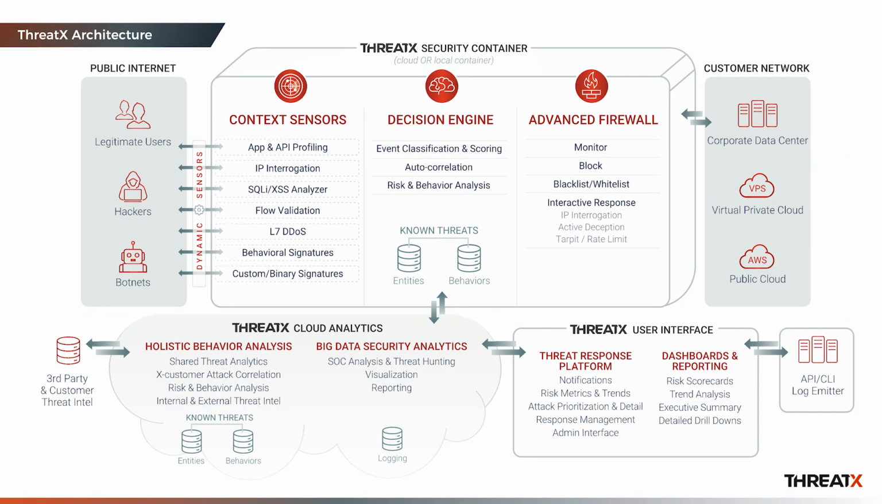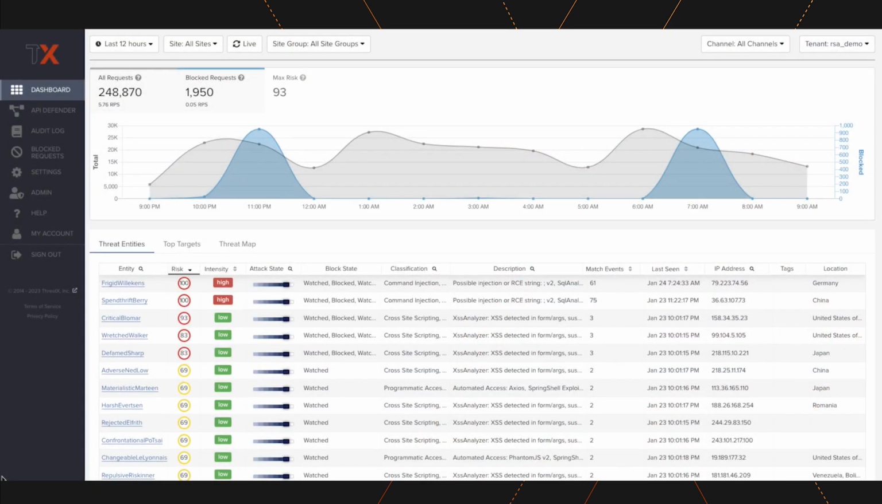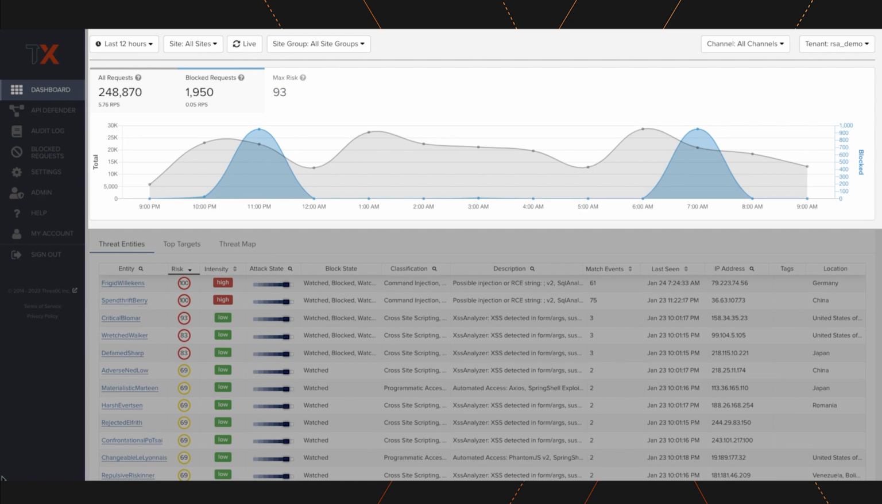All of these analytics and actions are taking place on the ThreatX container before being sent up to the ThreatX platform. Now, let's log into the platform itself and take a closer look at the ThreatX attack dashboard. The ThreatX attack dashboard provides a comprehensive view into all suspicious and malicious attackers and their behavior targeting your APIs and web applications. Users can see traffic metrics available at the top of the attack dashboard to provide insight into normal traffic volume compared to the traffic being blocked by ThreatX.